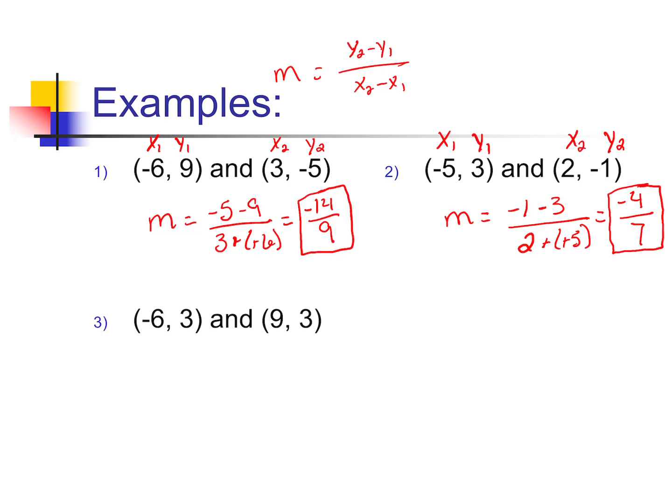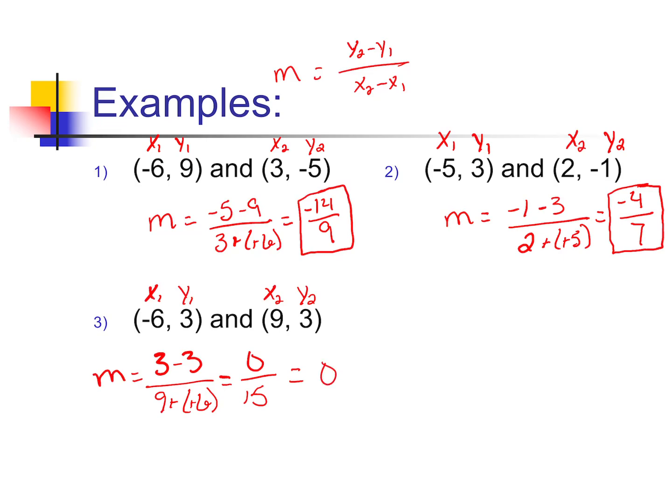So here, another example, again, this is going to be my x1 and y1, x2 and y2. So for our slope, I'm going to have 3 minus 3 over 9 minus negative 6. This gives us 0 over, again, we're adding down here, 15. 0 divided by anything, no matter what's on bottom, is going to be an answer of 0.